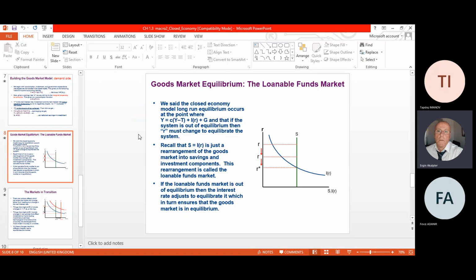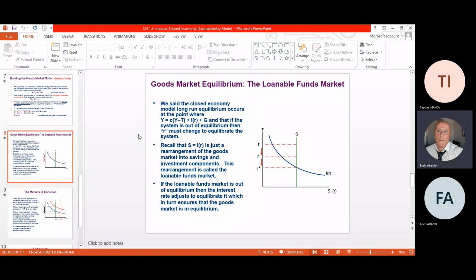As you know, in the closed economy, the model's long run equilibrium occurs at the point where Y equals C of Y minus T, the disposable income, plus I of the real interest rate, plus G. If the system is out of equilibrium, then R must change to equilibrate the system. Recall that S equals I, saving equals investment, is just a rearrangement of the goods market into saving and investment components. This rearrangement is called the loanable funds market, as represented on the graph. And as you see, the saving is represented as it is because of this given model.